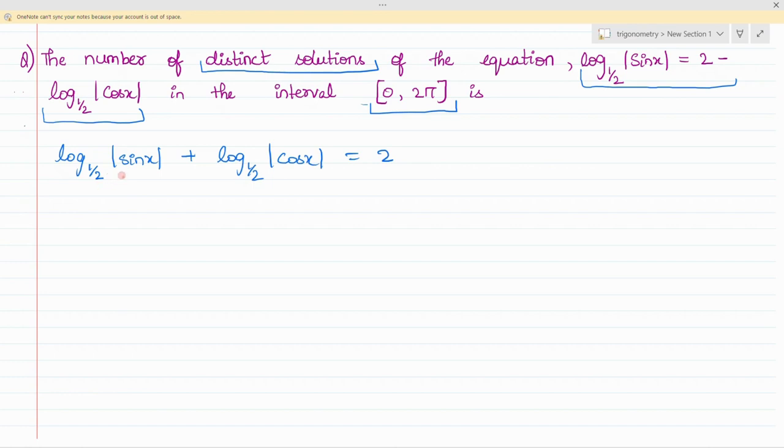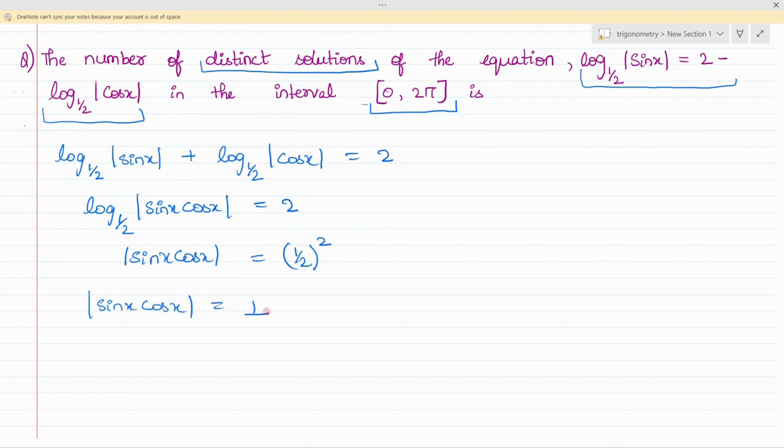Now, if you know the log properties, it becomes very simple to solve. It is log A plus log B, and the bases are equal. It can be written as log of A into B. So it becomes mod sin x into cos x equal to 2. And when you convert log to the general form, it becomes mod sin x cos x equal to half to the power 2, the base comes here. Now this can be written as mod sin x cos x equal to half.